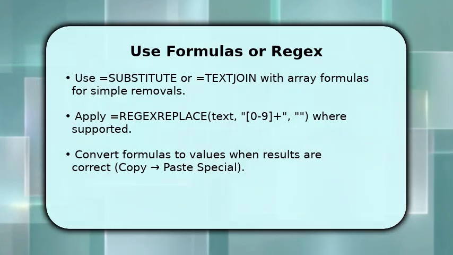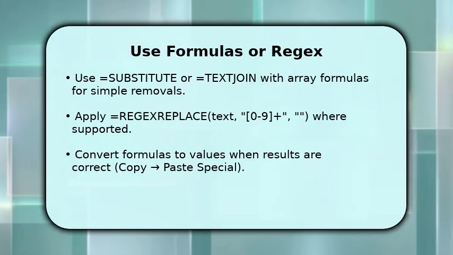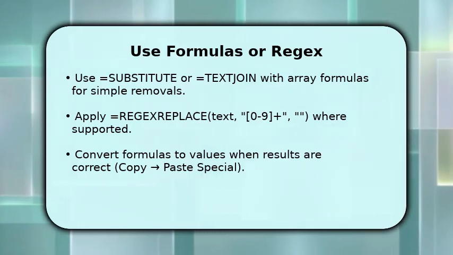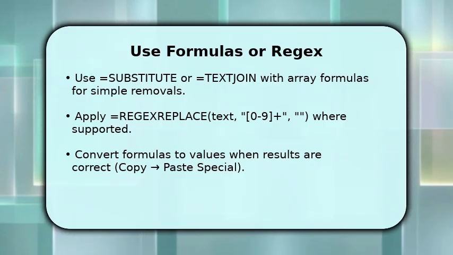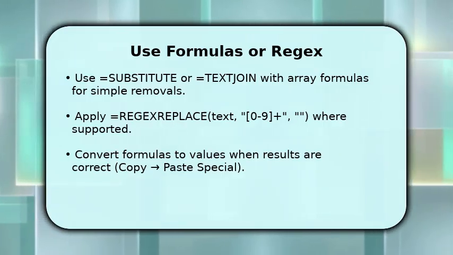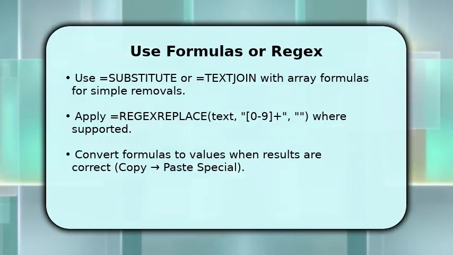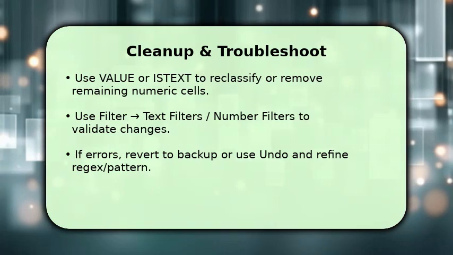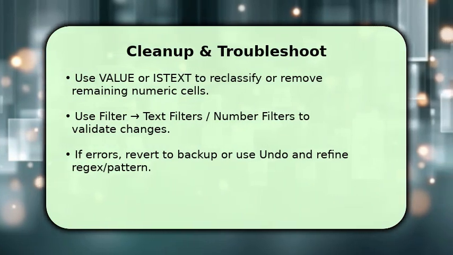For ranges, combine with array formulas or spill ranges to process many cells at once. Once you verify results, convert formulas to values so changes are permanent and sheet performance improves. Finish by cleaning formats and validating outcomes.